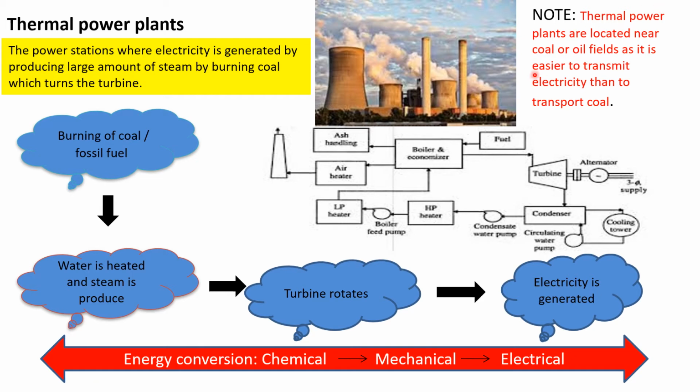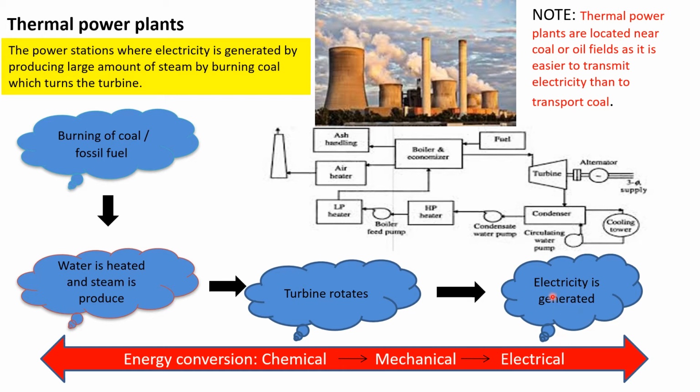Why are thermal power plants located near coal fields? See, there are two things: the input of the thermal power plant is coal and the output is electricity. So, if the thermal power plant is near the coal, that means there must be a certain problem with the coal, right? Handling of coal is not very easy. It is easier to transmit electricity rather than coal.